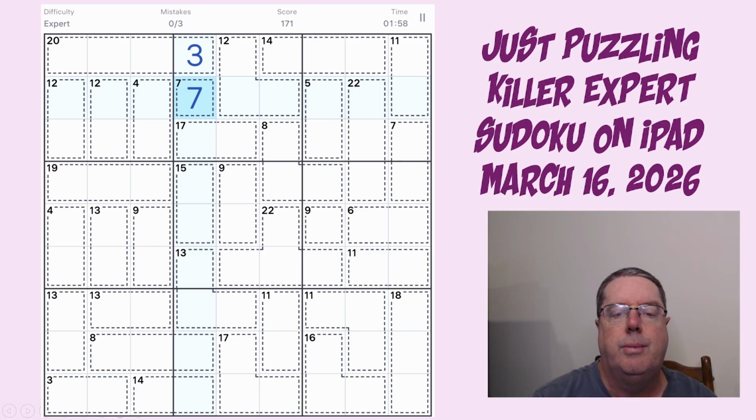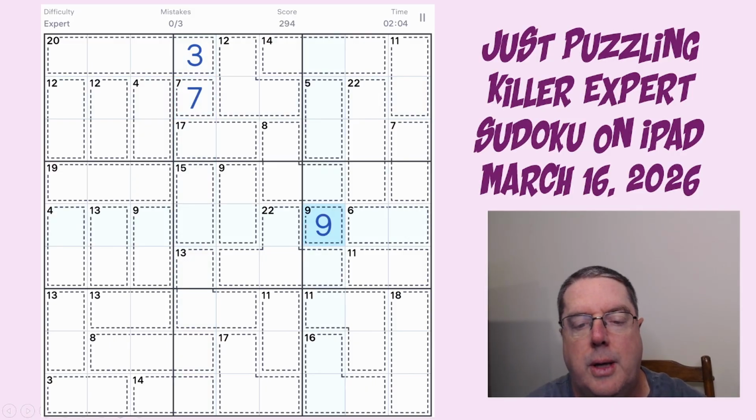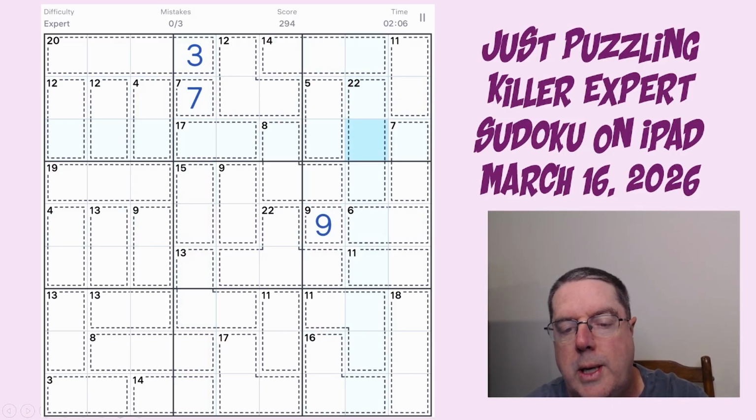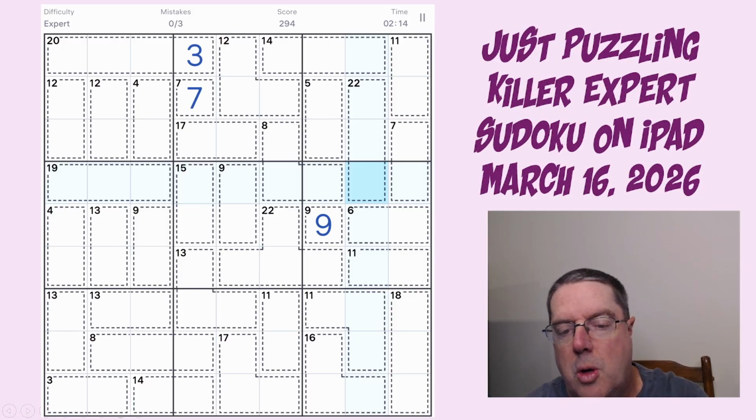So let's stop with the chat. Let's get on with the solve. Alright, so 9 there, so that makes sense. With that 22, that's always got to have a 9. It can either be 9, 6 and 7 or 9, 8 and 5. So just as a heads up, 9's going to be one of these two. That means 9's going to be in here.